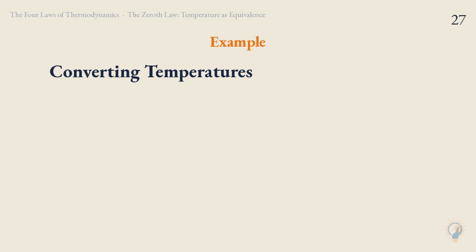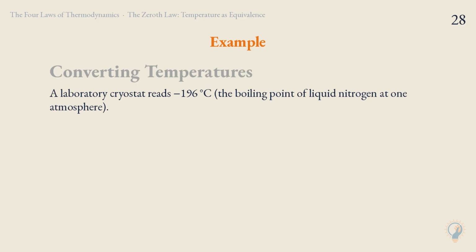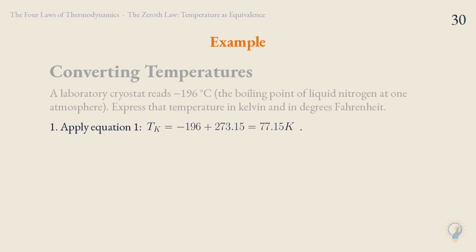Converting temperatures. A laboratory cryostat reads negative 196 degrees Celsius, the boiling point of liquid nitrogen at 1 atmosphere. Express that temperature in Kelvin and in degrees Fahrenheit. Step 1. Apply equation 1. T sub K equals negative 196 plus 273.15, which gives 77.15 Kelvin.